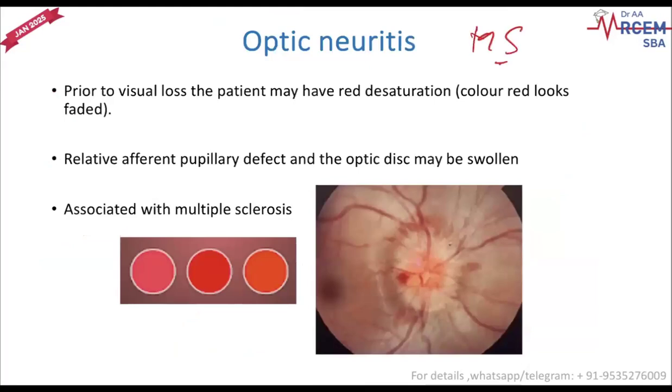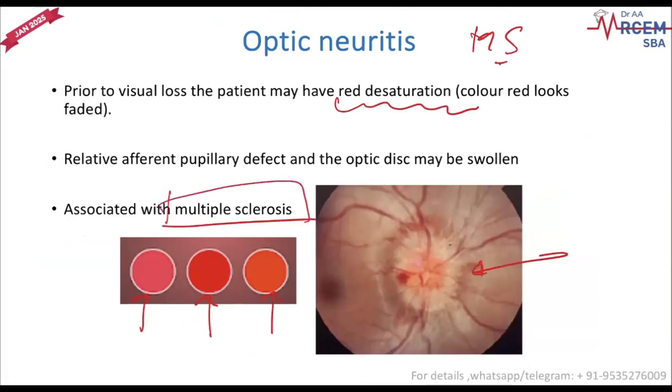Optic neuritis is a component of myasthenia gravis. Here, what has happened is there is inflammation of the optic nerve. They classically initially present with red desaturation, where they cannot appreciate the red. If you ask them to look at a bright red color, they will say that it is more pinkish or more orangish. They will not say it is red in color. It might be associated with swelling of the optic disc, known as papilledema. This, you need to remember, is commonly associated with multiple sclerosis, which we have covered in our previous chapter in neurology.